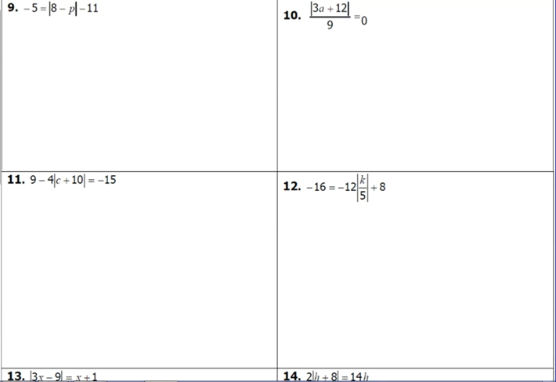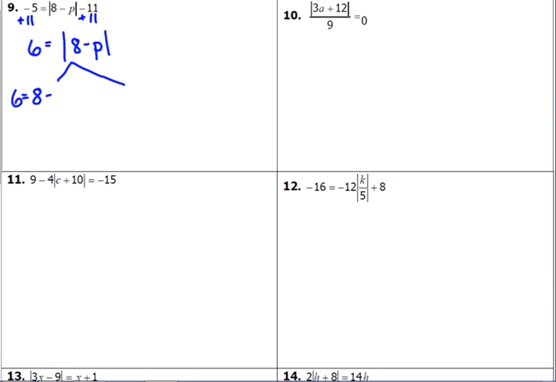Okay, number 9. Negative 5 is equal to the absolute value of 8 minus p minus 11. Okay, so we need to add 11 to both sides. Negative 5 plus 11 is 6. So our absolute value is equal to a positive number, so we're good. We can split it into two cases.